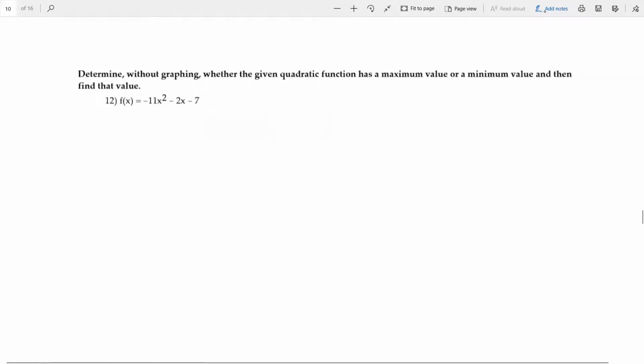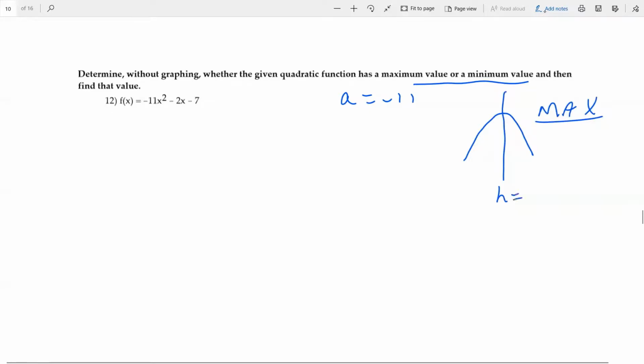Now we want to determine without graphing whether the given quadratic function has a maximum value or a minimum value, and then find that value. Well, first of all, a is minus 11, which means it opens down, so it has a maximum value. And we need to find h, x equals whatever the axis of symmetry is, and then find the vertex.